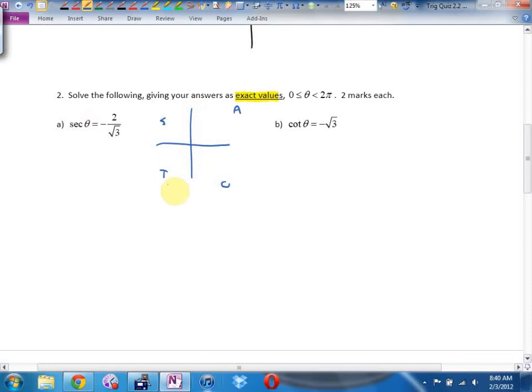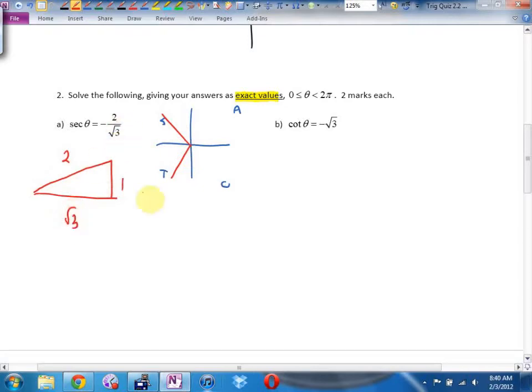Secant goes with cosine. Cosine is negative here and here. Which triangle? Well, again, it's the 1, 2, root 3 triangle because I got a 2 and a root 3 in it.